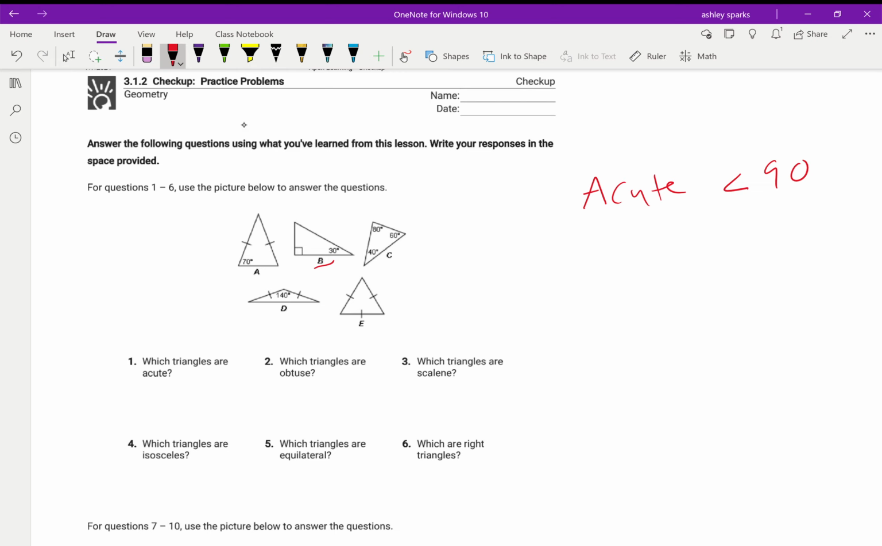We could look over here at C. I see 40, 80, and 60. Well, that's really great. All of those are less than 90, so C is definitely an acute triangle. Coming to D, I see this 140 degrees. Well, that definitely isn't less than 90. D is not going to be acute. I'll come back to A in a second.